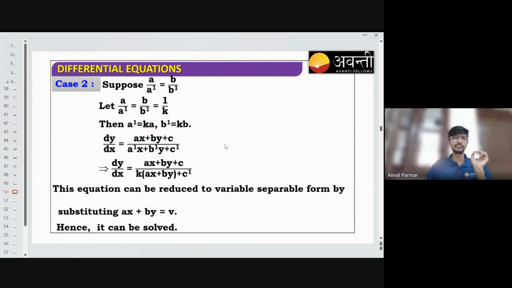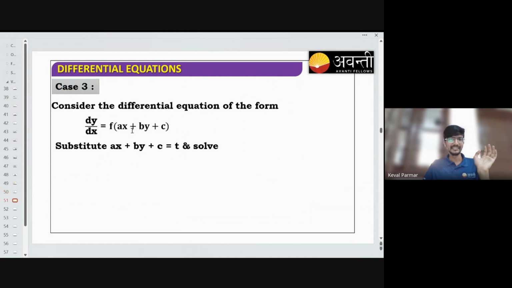Second is case 2. Case 2 is very simple. You will see the same linear upon linear, but part of the linear will be the same in numerator as well as in denominator. So how can we solve it? This linear will be the same in numerator and denominator. So simply substitute ax plus by, we substitute it. Either v or t, anything you can substitute. Got it?